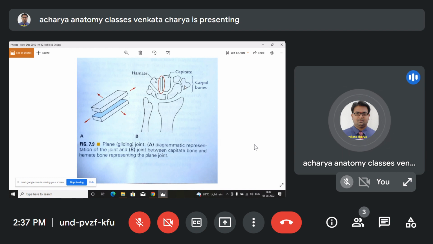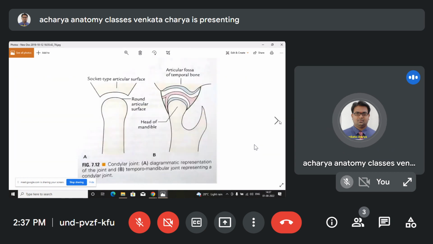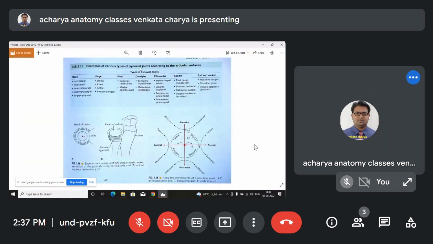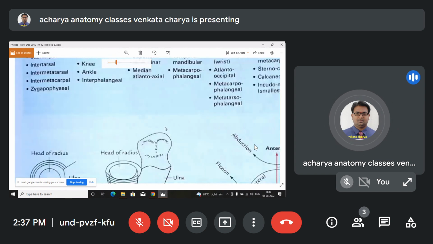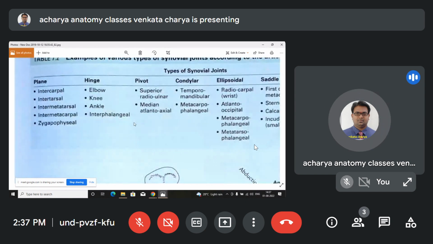Example, write down the example of the plane joint. Intercarpal joint. Intercarpal joint is a plane joint. See the examples of the plane joint. Write down these examples. Intertarsal joint. Intermetacarpal joints. Intertarsal joints.